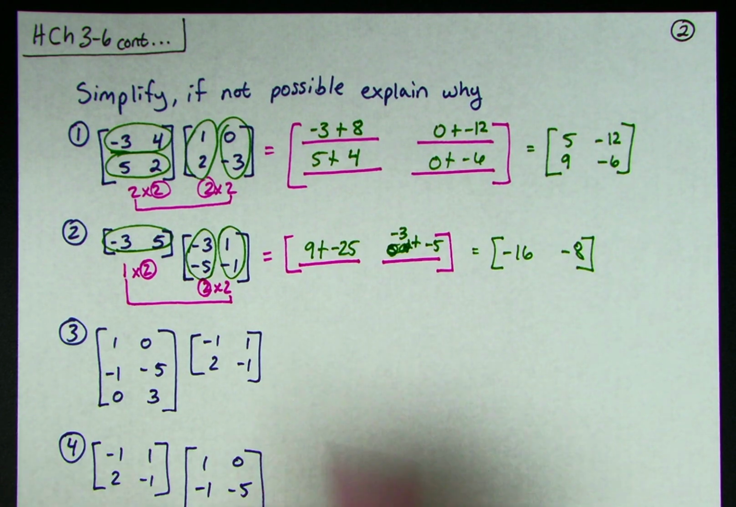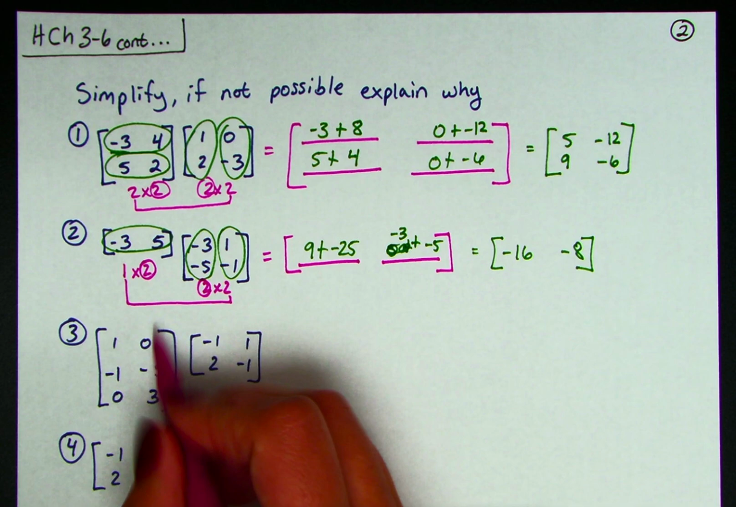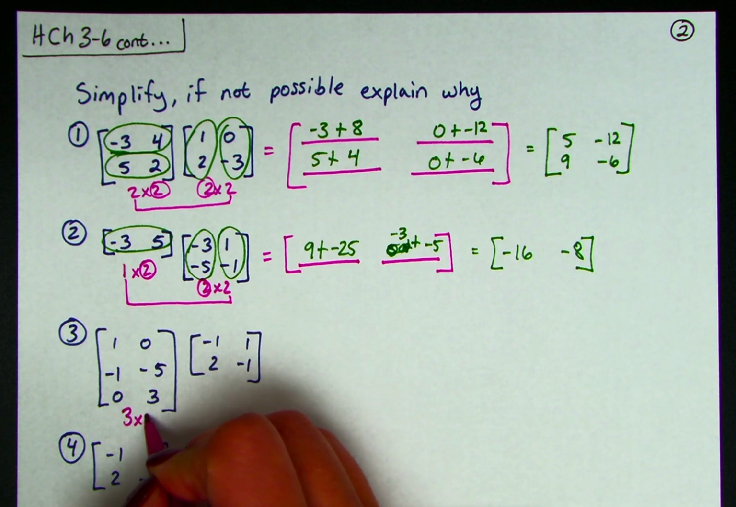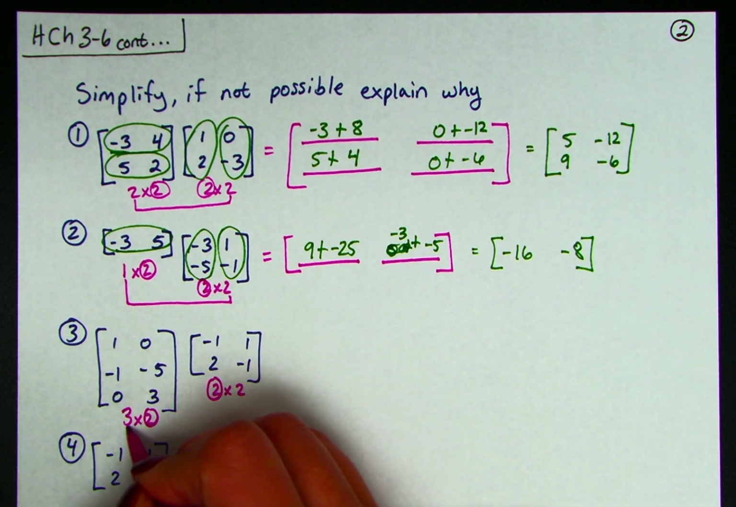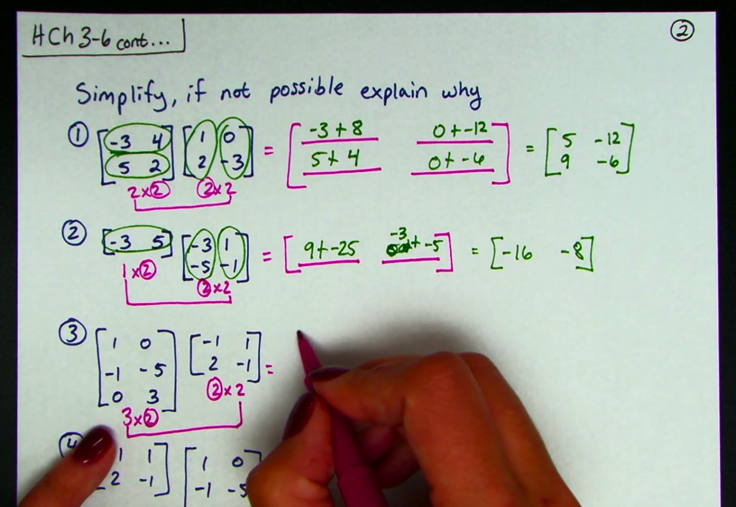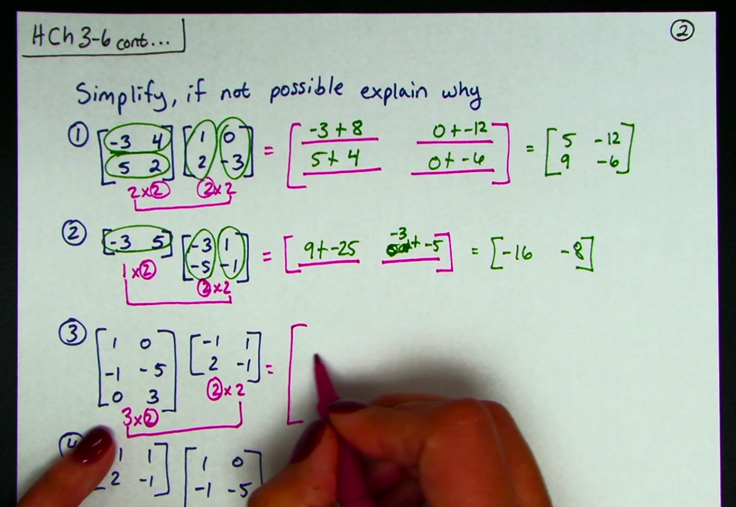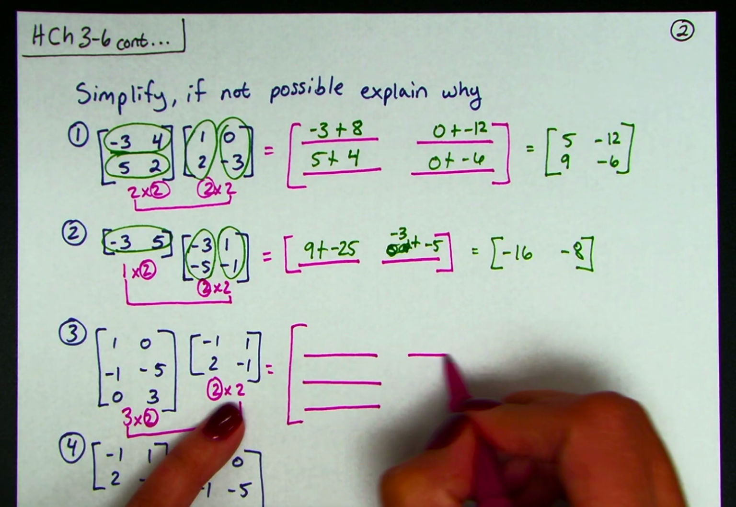All right, looking at 3, we have 3 rows and then 1, 2 columns. So 3 by 2. And then this is a 2 by 2. So inside numbers match. That means that the outside numbers are my new dimensions. So this is going to give me 3 rows and then 2 columns.